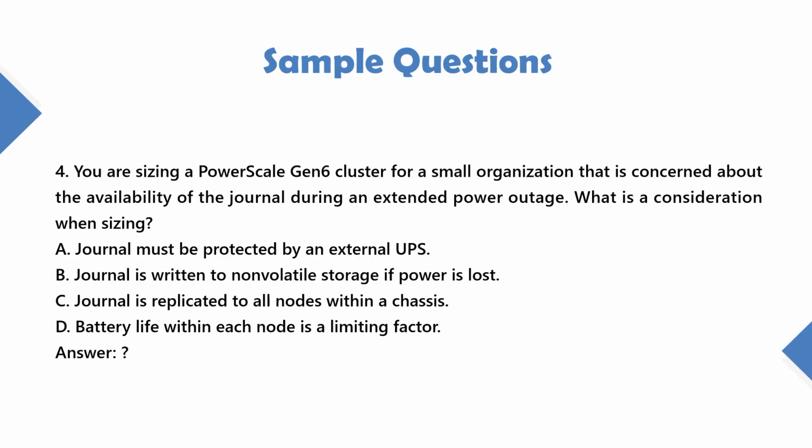4. You are sizing a PowerScale Gen 6 cluster for a small organization that is concerned about the availability of the journal during an extended power outage. What is a consideration when sizing? A. Journal must be protected by an external UPS. B. Journal is written to non-volatile storage if power is lost. C. Journal is replicated to all nodes within a chassis. D. Battery life within each node is a limiting factor.